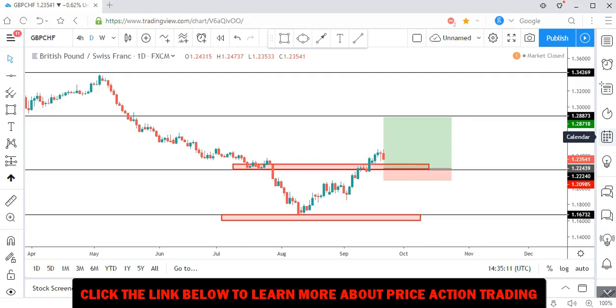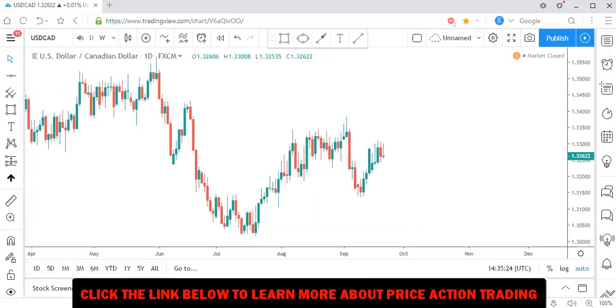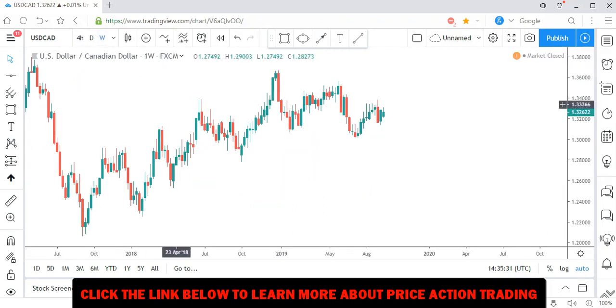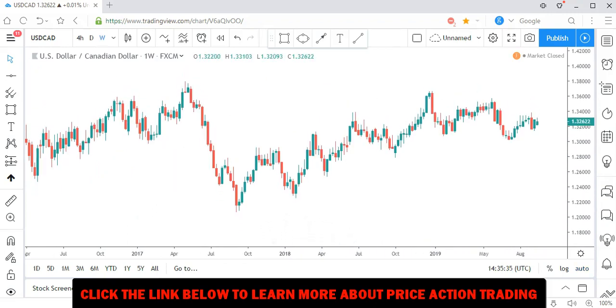So let's look at how you identify trend lines. We see USD CAD, the Canadian dollar. Alright, this is USD CAD. Remember, we like using the higher time frames. As we can see here, we see a series of higher lows and higher highs.